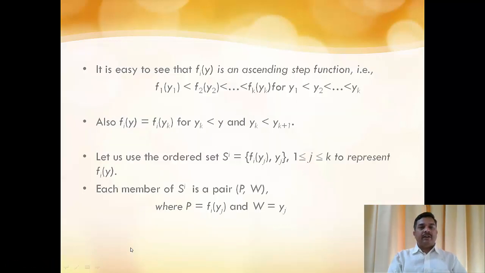It can be easily verified that if y1 is less than y2 is less than yk, then f1(y1) will be less than f2(y2) will be less than fk(yk). So we will use an ordered pair S to the power i as (fi(yj), yj). Here j lies between 1 and k. For each member of S to the power i, we get a pair, that is P and W, so that P is the function fi(yj) and W is yj.